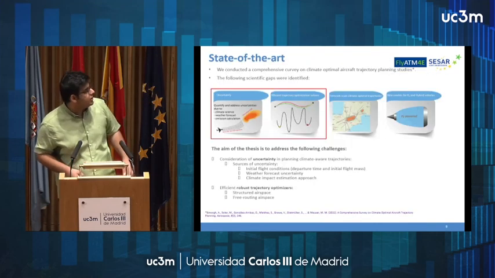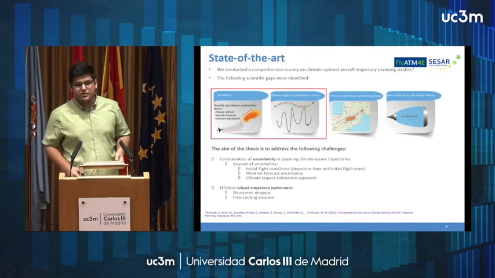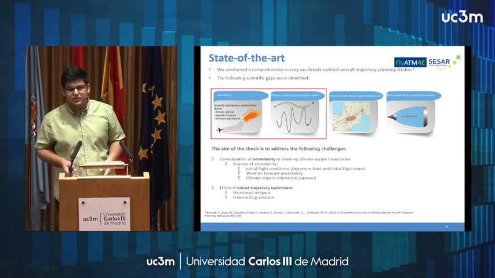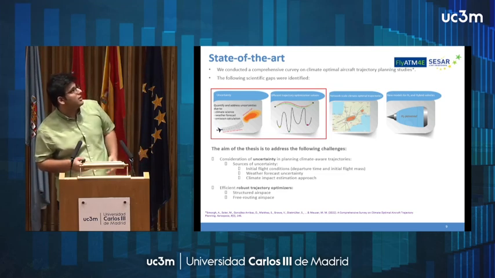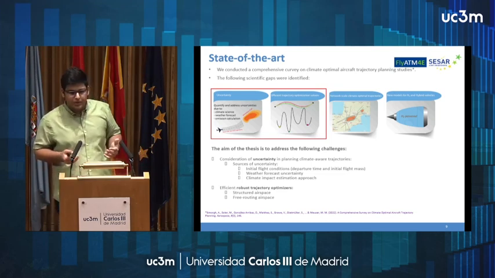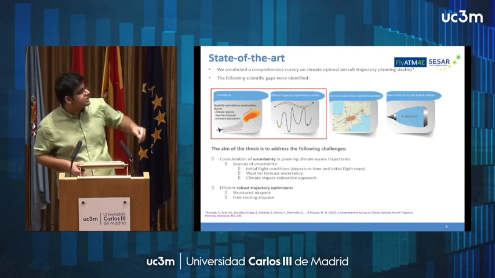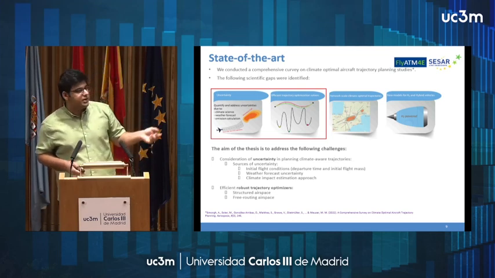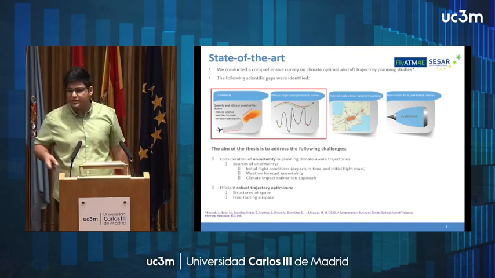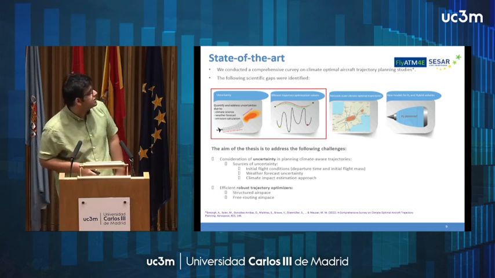About the state of the art, we already conducted a survey on recent studies in this field and identified four main gaps. The first two, which are related to considering uncertainty in flight planning and efficient trajectory optimization solvers, will be addressed in my thesis, but the other two, network scale trajectory planning and new models for hydrogen and hybrid vehicles, will be addressed by Fatima and Raul in the next two presentations.